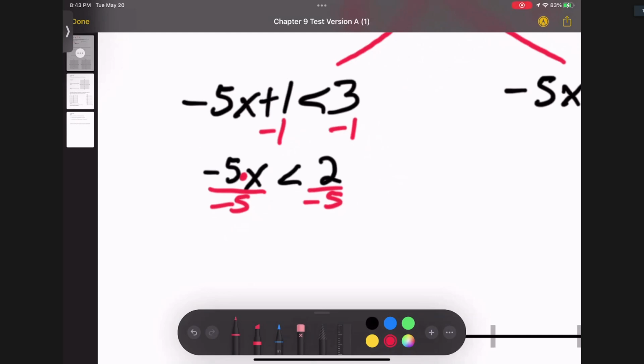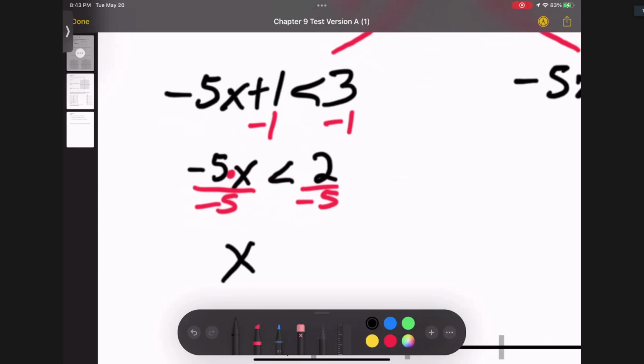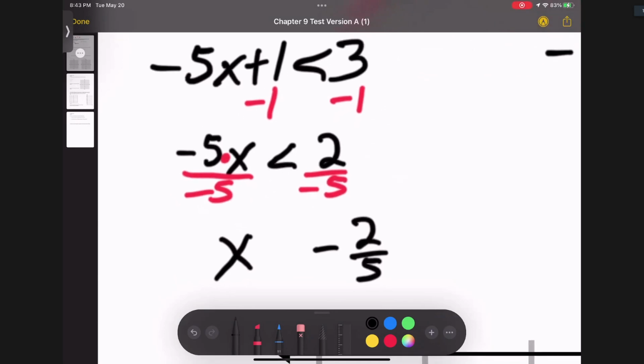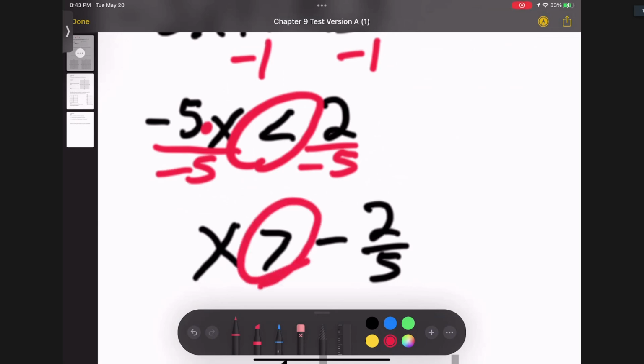Your answer for the left side, the positive side for the absolute value, is going to be x greater than negative 2/5. But what happens to the inequality? Again, whenever you multiply or divide by a negative number, when you're dealing with inequalities, you're going to be switching the direction of the inequality. Notice how we have the inequality facing this direction to the right. It's opening to the right, but now it is opening to the left.